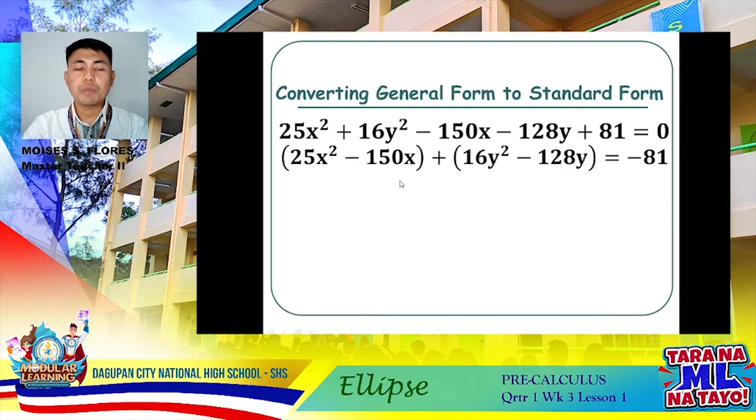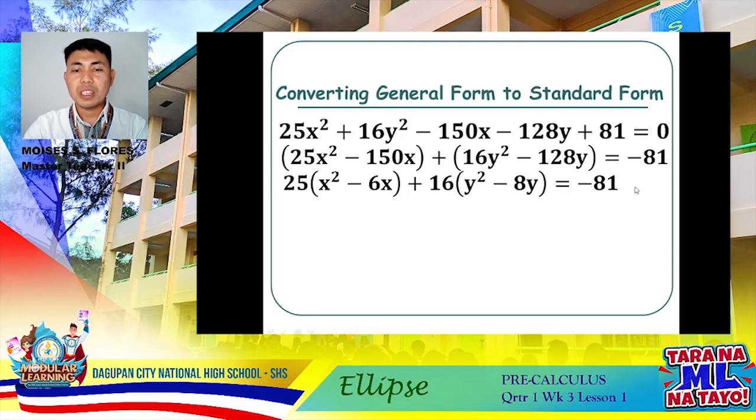Okay, we are to group the terms with respect to the variable and the constant on the other side. The next thing to consider here is to extract your numerical coefficients on the second degree. So with respect to x squared, we extract 25. With respect to y squared, we extract 16. So, there you have. We have extracted 25. So, 25 of 150 over 25 is simply negative 6. The same to here, negative 128 over 16 is simply negative 8.